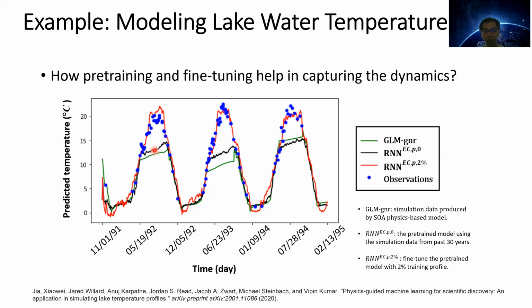Then if we fine-tune this pre-trained model, this black line, using just 2% of true observation data, we can get this red line. We can see that this red line now has a much better match with the true observation data. This really shows that even if our simulation data is not perfect and has large bias compared with the true observations, by doing the pre-training using such simulation data, the pre-trained model has a higher chance of learning these general seasonal patterns over time. And once we get these seasonal patterns correct, from there we only need a very small amount of true observation data to close this gap, to get this red line.